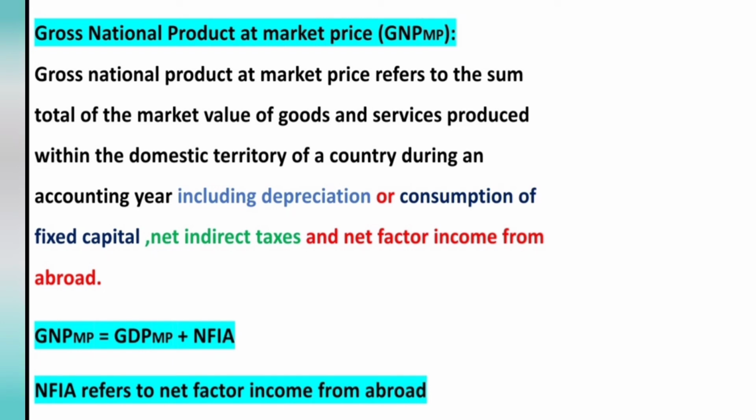It includes depreciation or consumption of fixed capital. It includes net indirect taxes, and it includes net factor income from abroad. So, GNP at market price is equal to the domestic concept of gross income, that is GDP at market price plus net factor income from abroad.